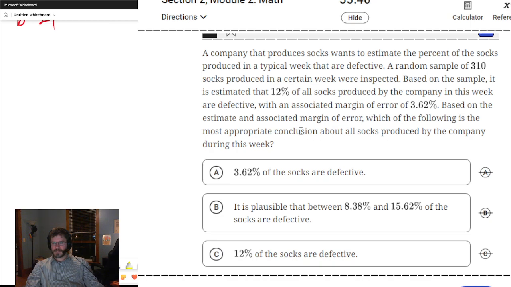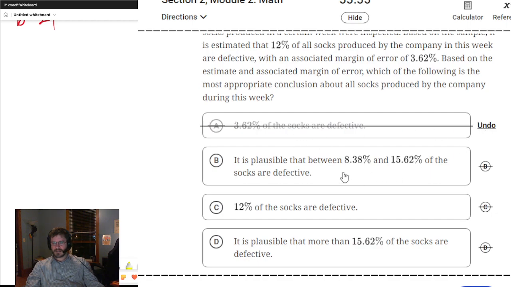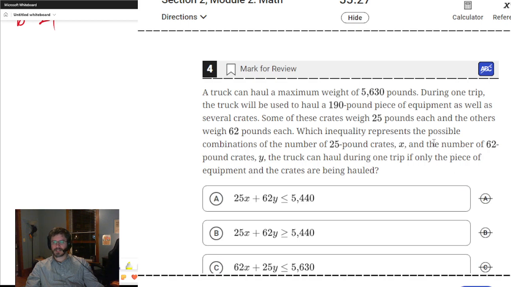Which of the following is the most appropriate conclusion about the stocks company during this week? So that's not the correct interpretation there. Yeah, that's probably the best answer. No, no. They're just testing us on our understanding of margin of error on that question.